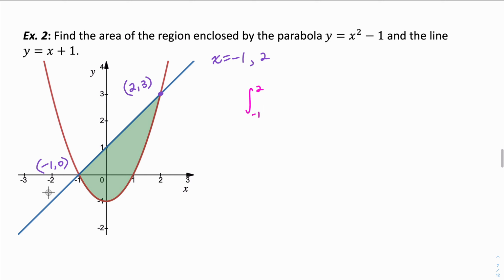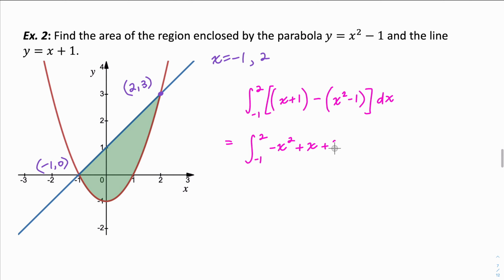Remember, we do top minus bottom. In this case, the top function is x plus 1, and then we subtract the bottom function, which is x squared minus 1, and we integrate with respect to x. Okay, so we can distribute the negative through. That's going to be negative x squared plus 1. So it's the integral from negative 1 to 2 of negative x squared plus x, then since this is going to be a positive 1, that's going to be plus 2, and then all with respect to x.